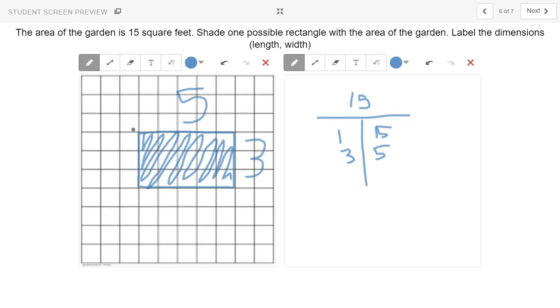And make sure when you're counting, this starts at 0 and then 1, 2, 3, like that. So watch how you're writing it out. And then you can always count that there's 15 square units inside.